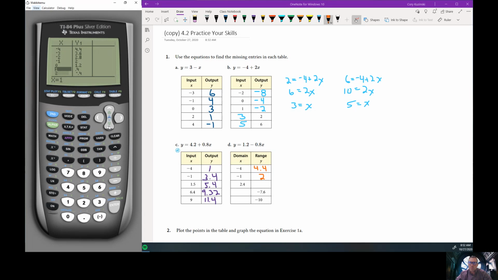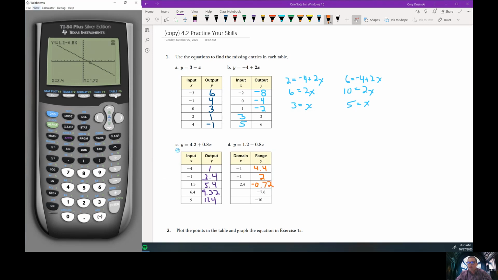2.4 is not on here. There's ways you can get it on here, but probably the easiest way is to hit graph. You'll get the line, hit trace, and then type in 2.4. It's an easy way to do it, and we get negative 0.72.